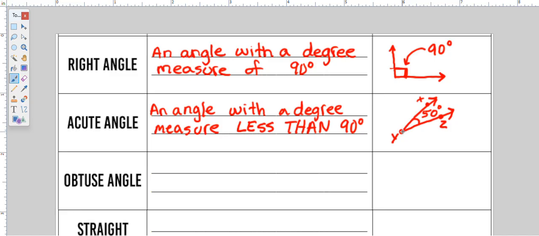It's less than 90. Obtuse angles, well, we've been less than, and we've been the same as, so all we can be now is greater than. All right? It's an angle that is greater, an angle with a measure that is greater than 90.